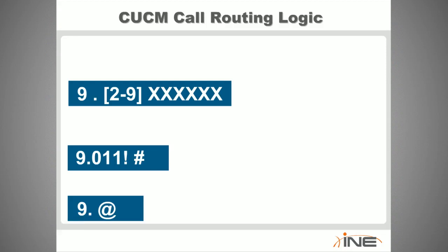Okay, so taking a look at basic CUCM call routing logic to begin with. We see we have a few different patterns here. These look like they are external PSTN patterns of some type. To begin with, we have 9, dot, left bracket 2 through 9, right bracket, and then we have 6 X's.